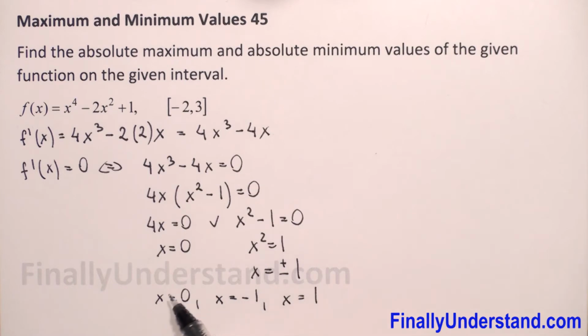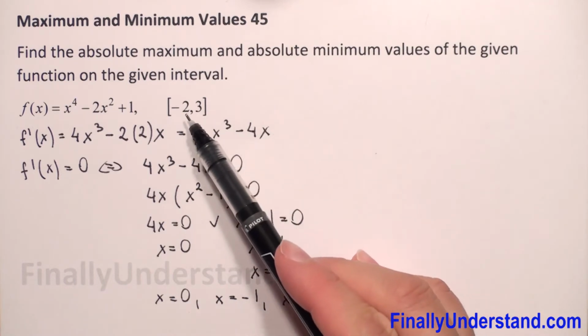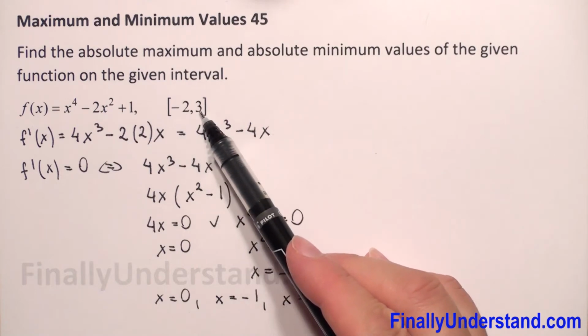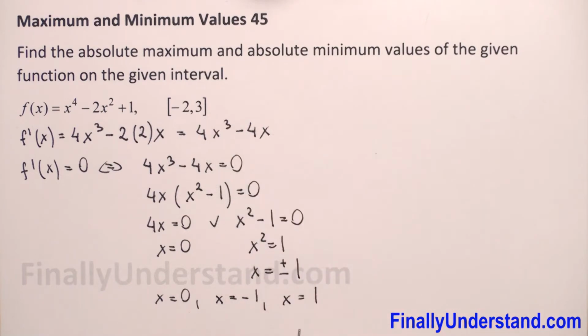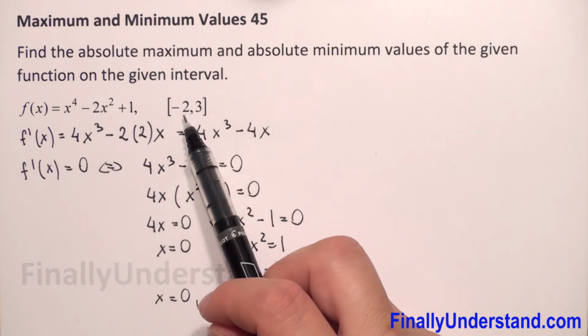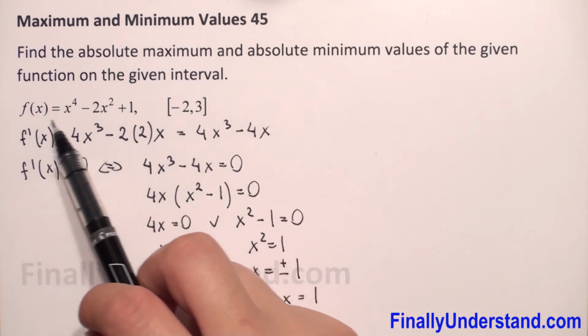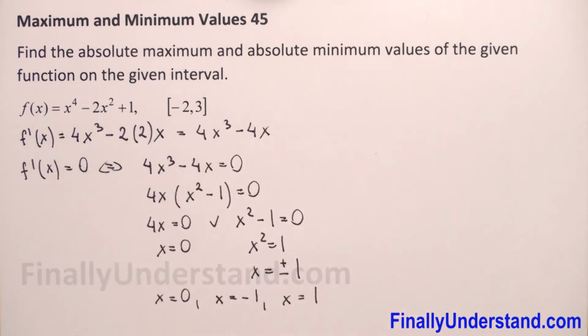Now we have to check if these values belong to our interval. We have the interval from negative 2 to 3, so all these numbers belong. So now we have to find the value for all these critical points, for x equals 0, negative 1 and 1. And at the end we need to find the value on the endpoints. So we have to calculate the value of our function for negative 2 and 3.